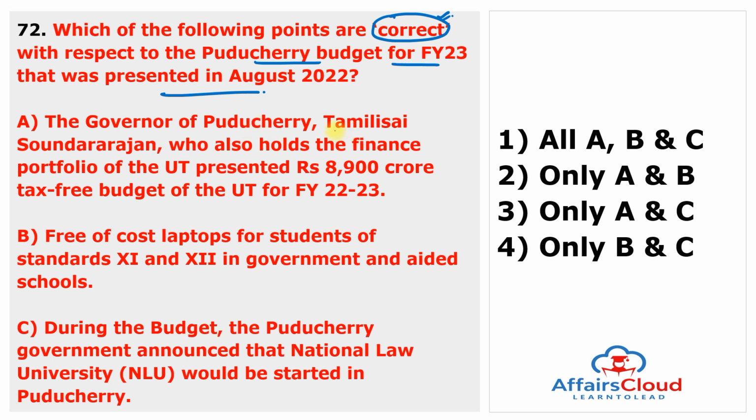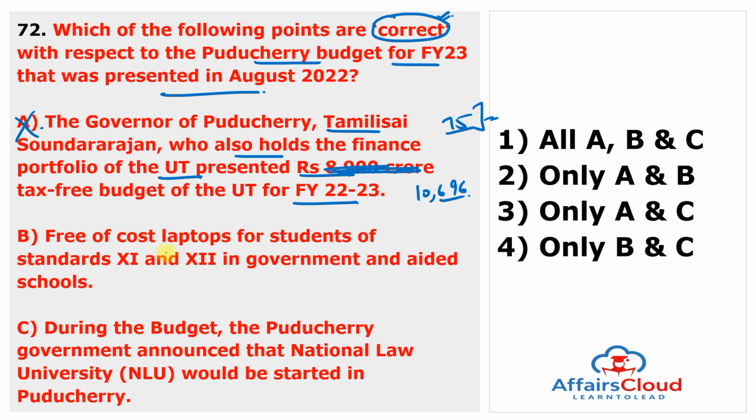The Governor of Puducherry, Tamilisai Soundararajan, who also holds the finance portfolio of the UT, presented a rupees 8,900 crore tax-free budget of the UT for financial year 22-23. This statement is wrong because the total budget is not 8,900 crore. This is almost 10,000 crore, or the exact figure is 10,696 crore, and it is a tax-free budget of the UT for the financial year 2023, and this was a 75-minute address in the Legislative Assembly.